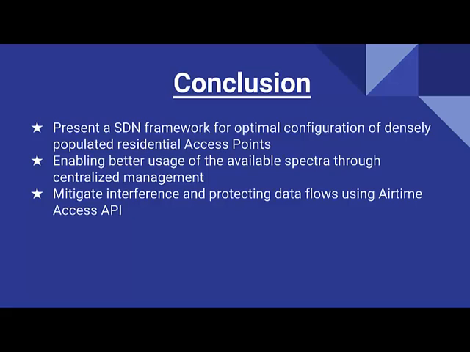Secondly, we have talked about the lack of user knowledge and how enabling better usage of the available spectra through centralized management allows better airtime usage and better data flow. Last, we talked about mitigating interference and protecting data flow using airtime access APIs. This allows mitigation of both Wi-Fi and non-Wi-Fi signals interfering with data flow of wireless access points, as well as various other Wi-Fi signal interferences.